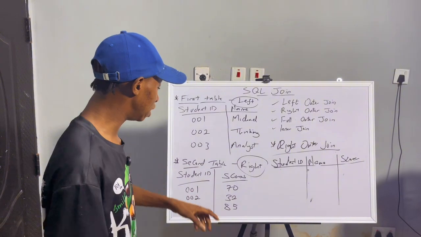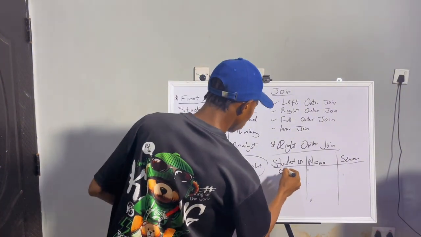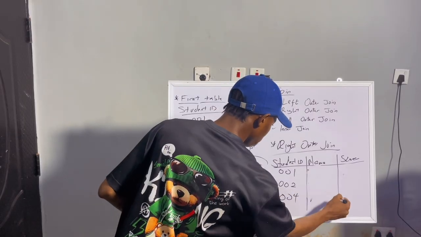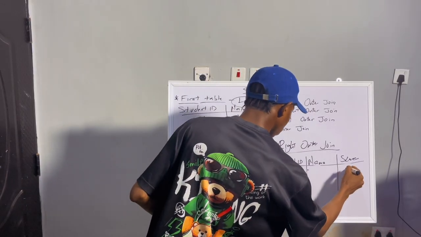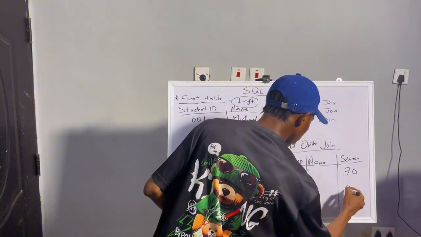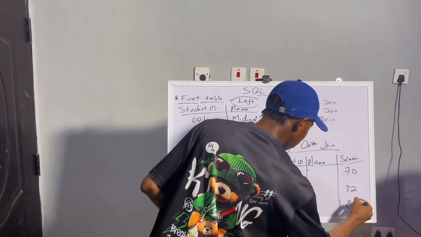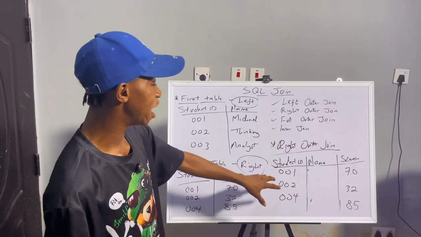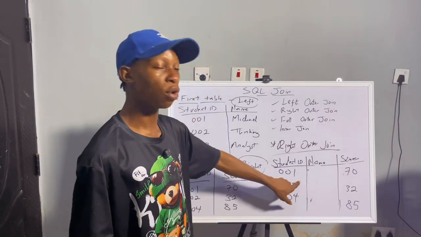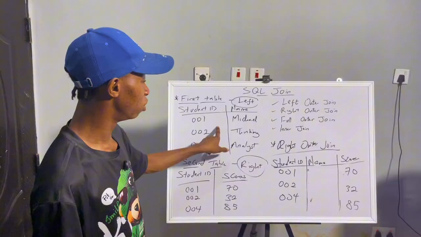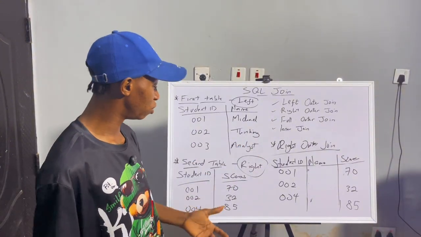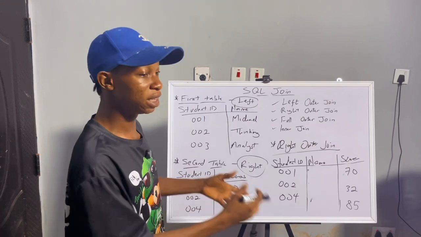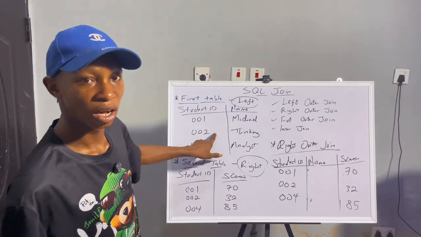So now, what are the data that we have in our right table? Well, 001, 002, 004, with scores of 70, 32, and 85. So now we will pick only the data from the left table that matches the data coming from the right table. Since we are joining on right outer join, your right table will be the one to dominate. It is going to dictate what we pick from the left table.